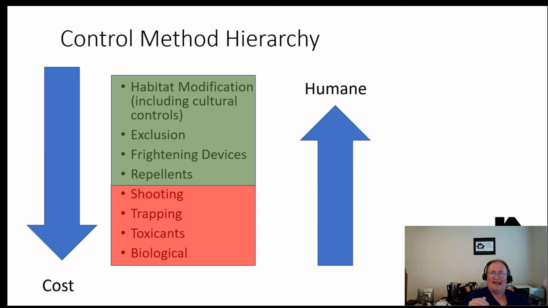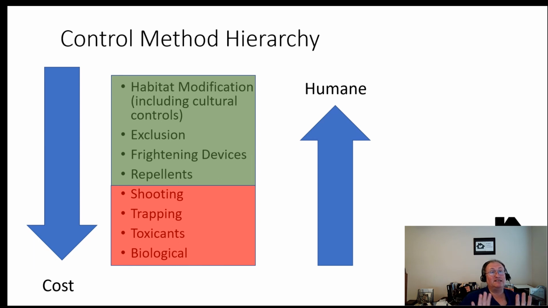So as you go down the list, the cost tends to decrease. There are exceptions, of course, but as a rule, they tend to decrease. The area on the right shows the arrow going up. In other words, the higher up the list you go, the more humane the method is perceived to be.